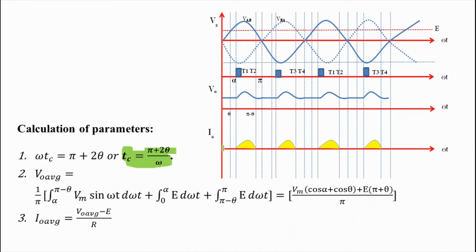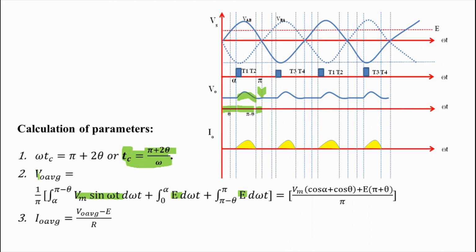See this waveform. Here in this waveform, we get output voltage V0 is equals to Vm sin omega t for this period, and this period is from alpha to pi minus theta. And from 0 to alpha, we get output voltage V0 that is equals to EMF E. And from pi minus theta to pi, we get output voltage V0 that is equals to EMF E.